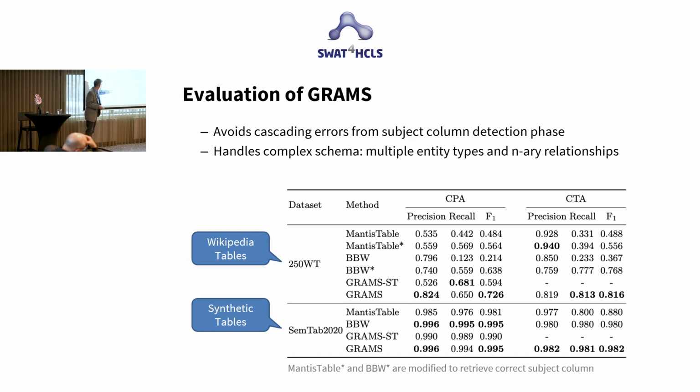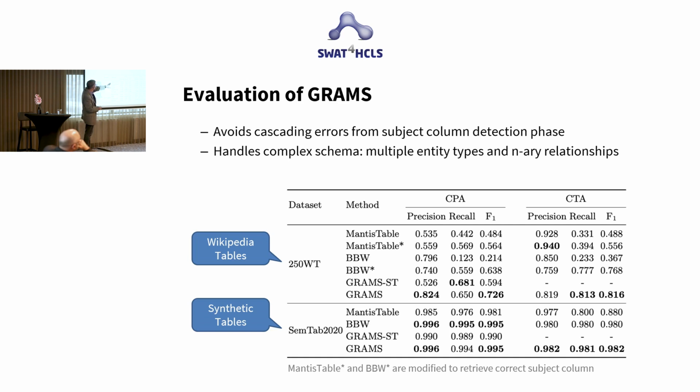So Grams ST is a simpler version of the general version of Grams, using what are called Steiner trees, and then Grams. The bold is the system that performed the best. So you can see that Grams generally outperforms or performs about the same as the other competing systems there.